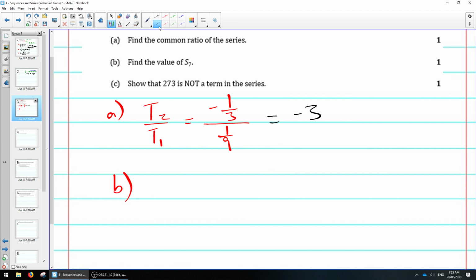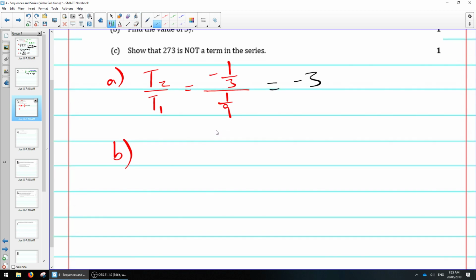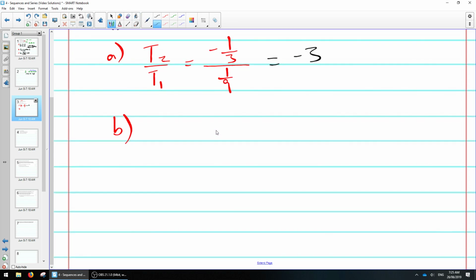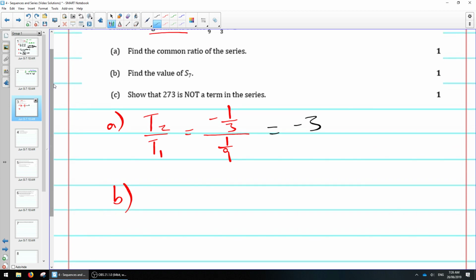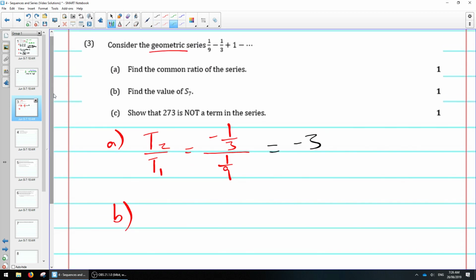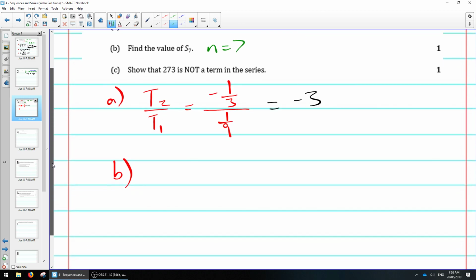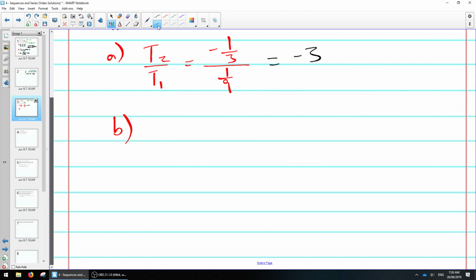So it's the kind of thing that you can do at the end of the test if you've completely forgotten how to do it. Or we can just sub it into the formula that we have in our formula sheet, making sure we're using the right one. So we're using divergent, so the Rn comes first. So let's just list out what the key things are. We have A equals 1 over 9. We just found that R equals negative 3. And here we're saying that N equals 7. So we're just going to sub all those into the Sn formula.